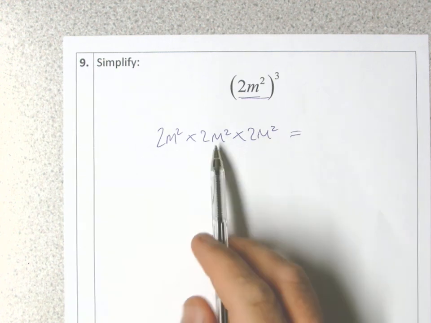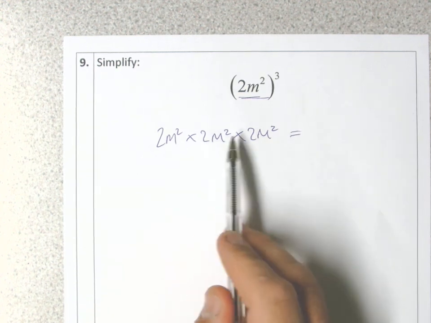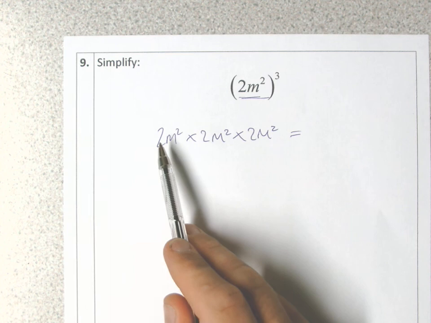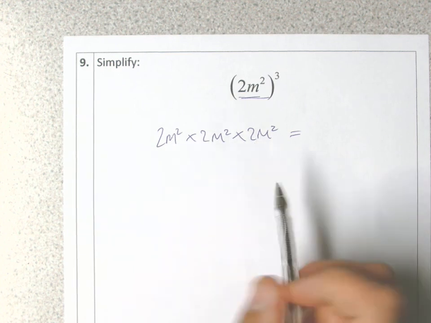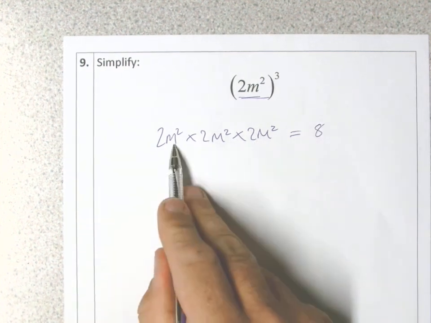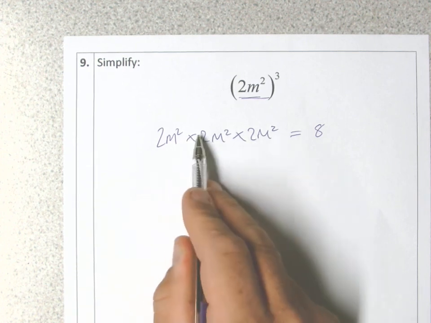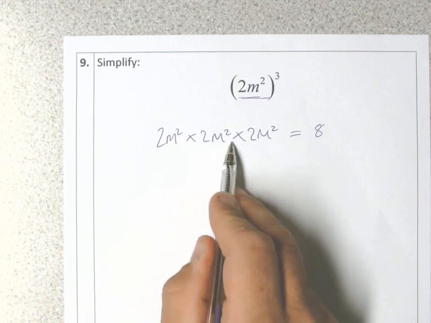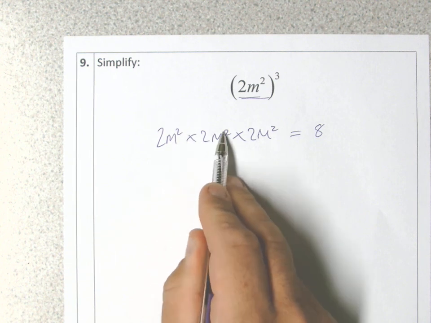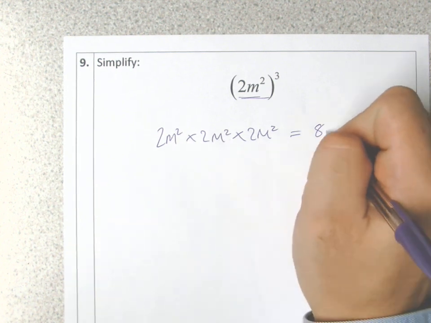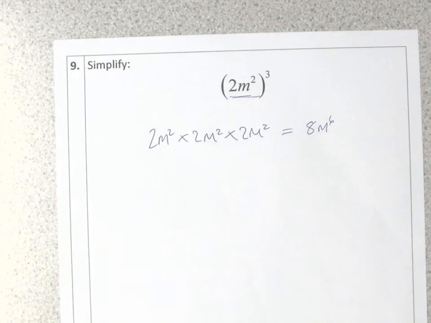Then you use the rules you've learnt. 2 times 2 times 2, so multiply the big numbers. 2 times 2 is 4, times 2 is 8. m squared times m squared times m squared. Add the powers. Okay, we're multiplying the terms, so add the powers. 2 plus 2 plus 2 gives you the power 6.